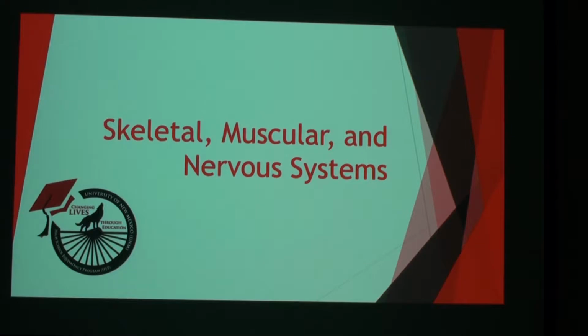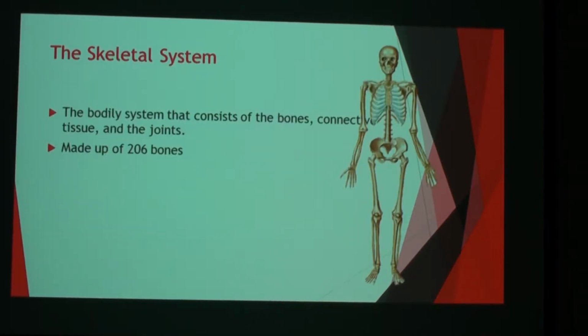Skeletal, muscular, and nervous systems are. We're going to start with the skeletal system. The skeletal system is the bodily system that consists of bones, the connective tissue, and the joints. The human skeletal system is made up of 206 bones.